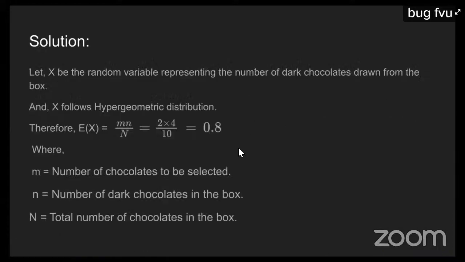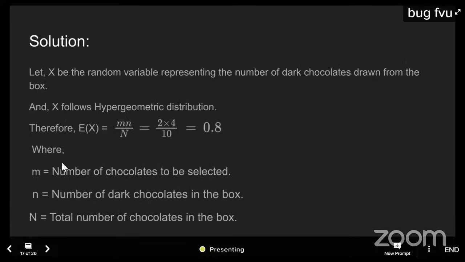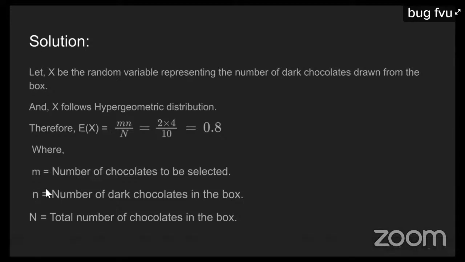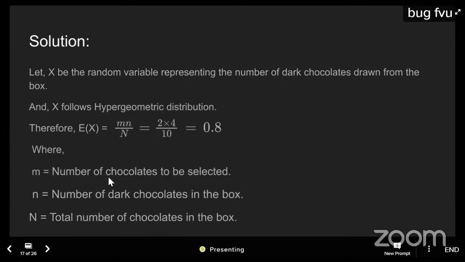Yes, sir. Okay. So here small m is the number of, okay, I think we have interchanged it. So yeah, small m is the number of dark chocolates in the box. So it was 4 over there. Small n is the number of chocolates to be selected, which is 2. Capital N is the total number of chocolates in the box. So it is small m into small n over capital N, which is nothing but 8 over 10 or 0.8.